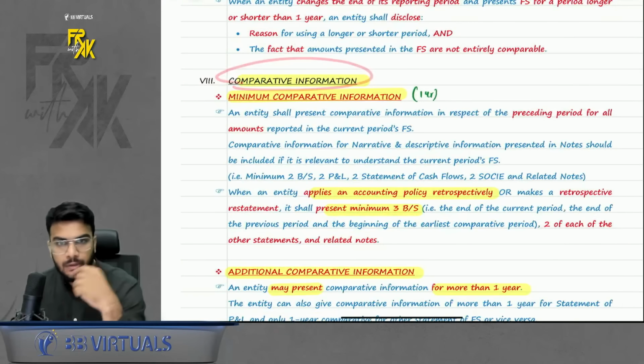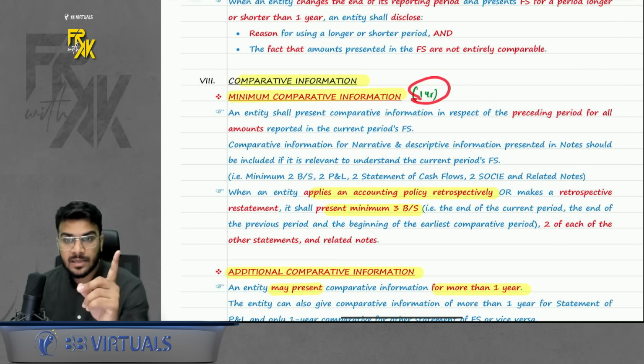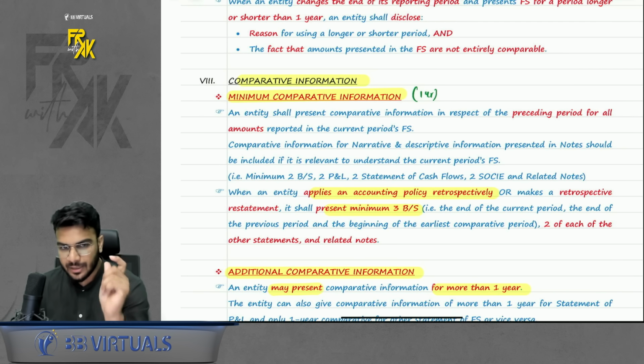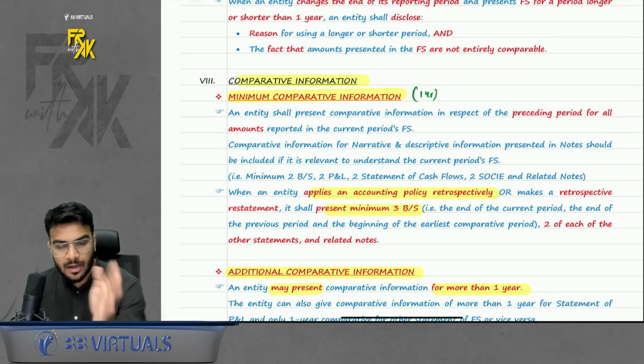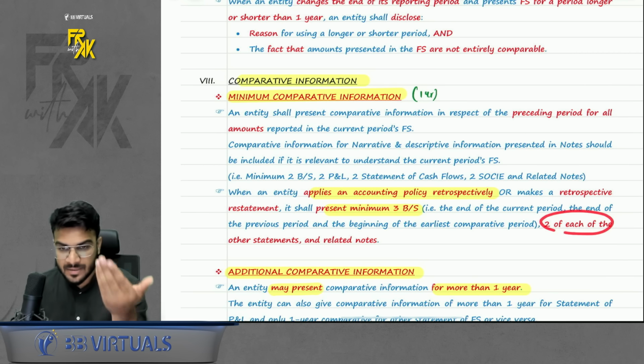Comparative information. How many years of comparative is to be given? Minimum 1 year. If you are preparing the opening balance sheet, in that case, the balance sheet will have 3 columns: previous year, current year, previous year opening balance sheet. All other elements will be current year and previous year.